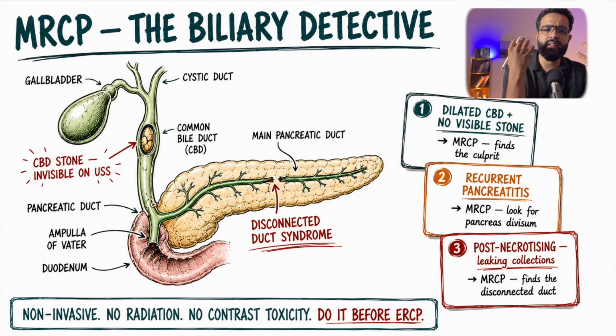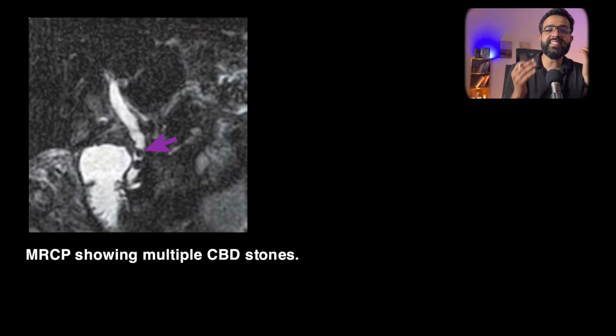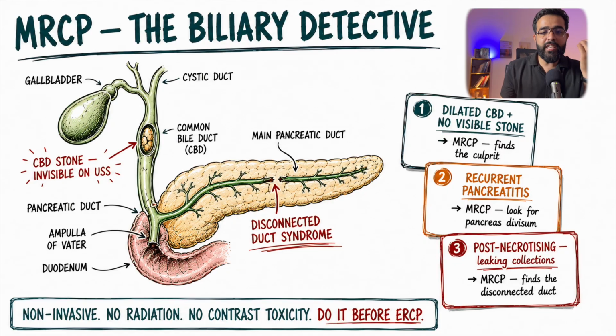For example, the ductal disruption. In severe necrotizing pancreatitis, the main pancreatic duct can rupture. This creates a disconnected duct syndrome. The tail drains nowhere, keeps leaking enzyme. MRCP shows the break in ductal continuity. This is clinically very important. In post-pancreatitis stricture, patients who survive severe pancreatitis can develop ductal strictures, chronic pain, exocrine insufficiency. MRCP shows the anatomy beautifully.